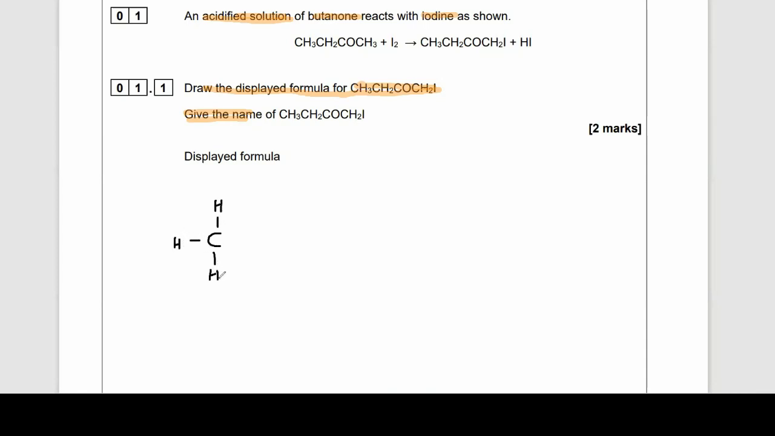Here's the answer. First thing we do is circle the CH3 on the structural formula that we've been given here and draw that out in displayed. And then we've got the CH2 next. So we put C, we display the bonds and the H2. Then we have CO. So you work through the formula piece by piece. That is known as the carbonyl group, the CO group. And then we have CH2 and with an I. And that is your displayed formula, and that will score you 1 mark.